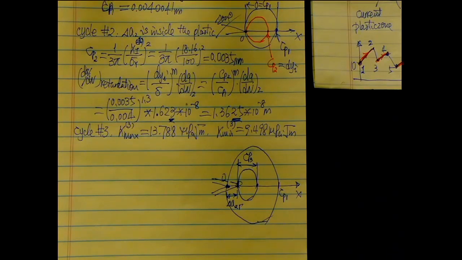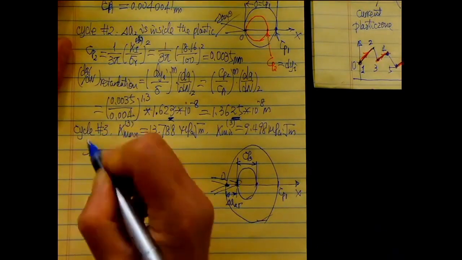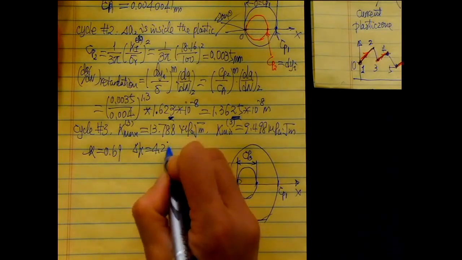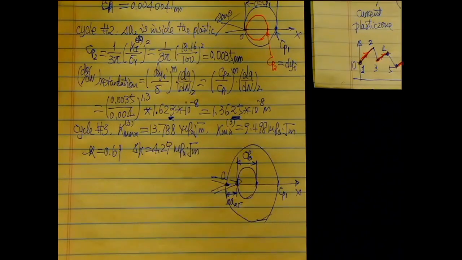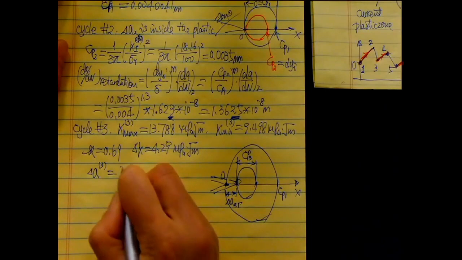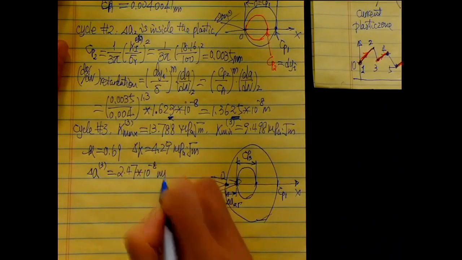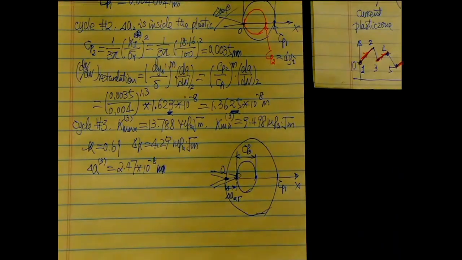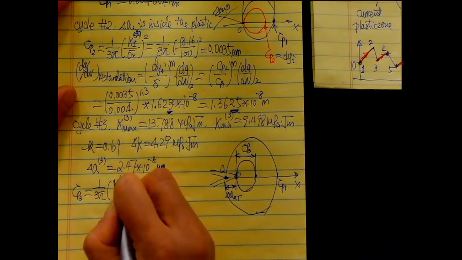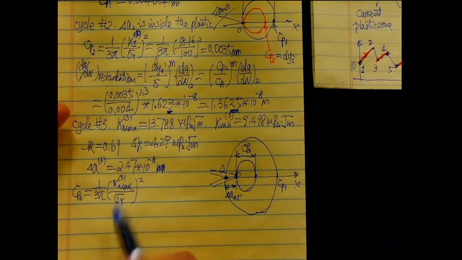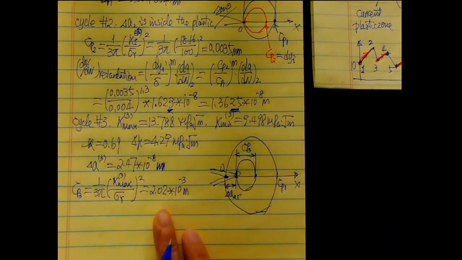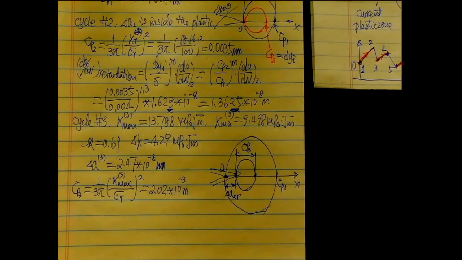Right. Okay, so to do the same thing, again we calculate the R value is 0.69, and my delta K is equal to 4.29. So you plot those numbers without retardation, the third one is equal to 2.47 meters. And your CP3 again is the same, it's 1/3 pi K max 3 over sigma ys squared. So that value, remember we get 2.02 times 10^-3. So that is a much smaller plastic zone than what we had before.